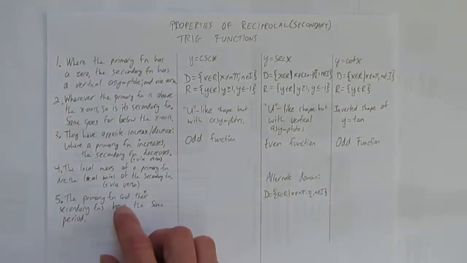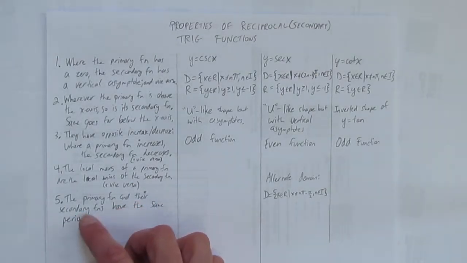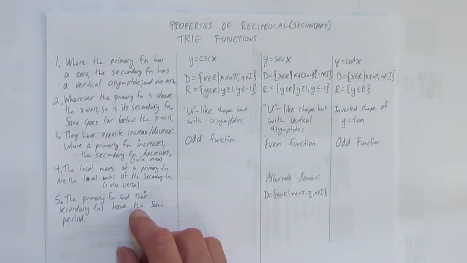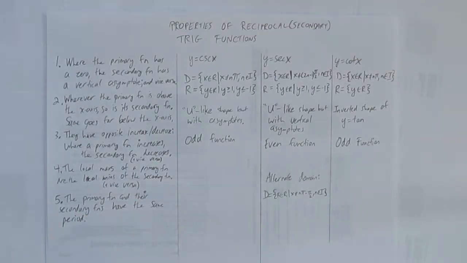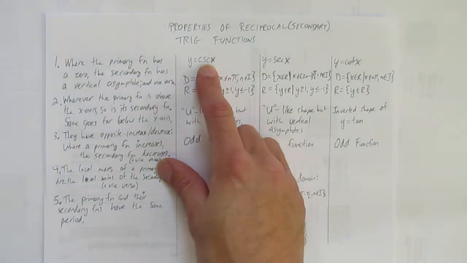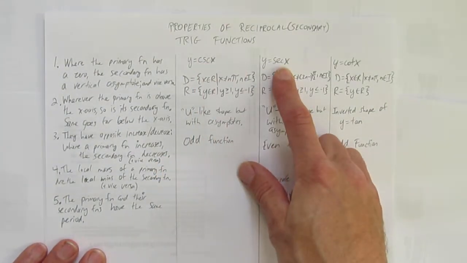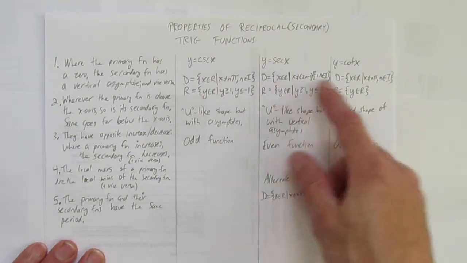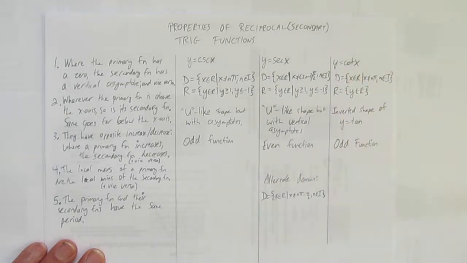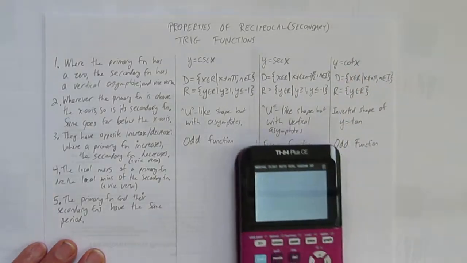And finally, number 5, the primary functions and their secondary functions have the same period. So sine has the same period as cosecant, and cosine has the same period as secant, and tan has the same period as cotangent. But let's take a look at that.